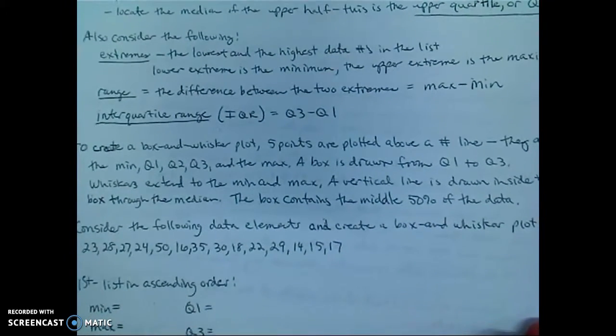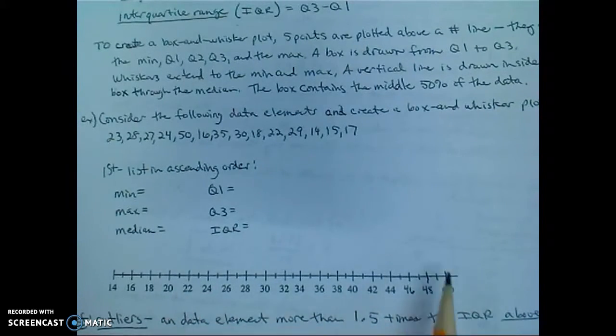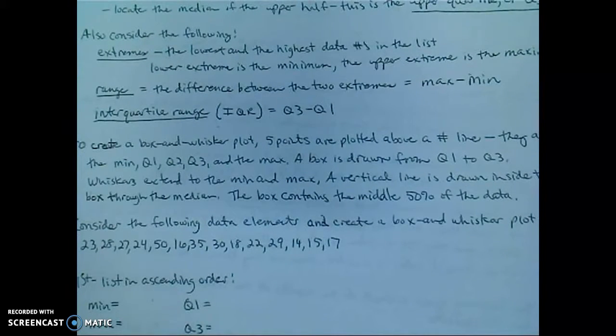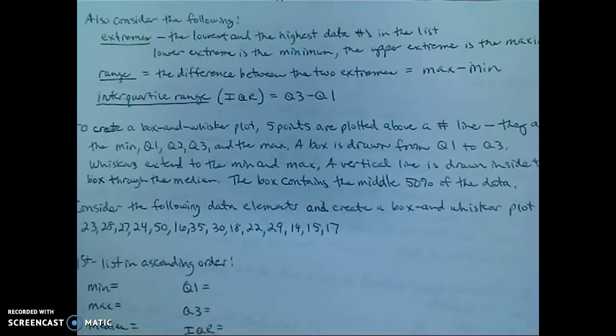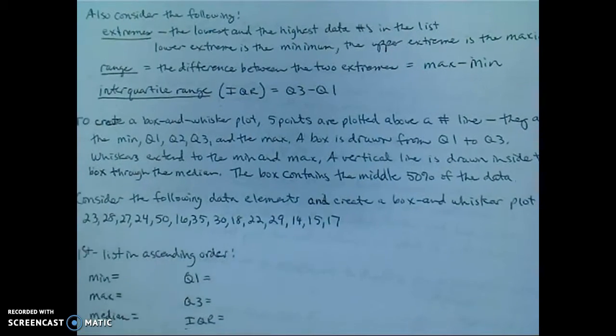So when we make a box and whisker, we're going to take 5 points and put them just above a number line. And these are those 5 points, the minimum and the maximum, and then our Q1, Q2, and Q3. So the halfway point, and then the halfway of the halves. We'll draw a box around Q1 to Q3, and then, the name box and whisker, the whiskers go out to the min and max. So we draw a vertical line at the middle of the box, or at the median, which is not necessarily exactly the middle of that box. And so that box is the middle 50% of our data.